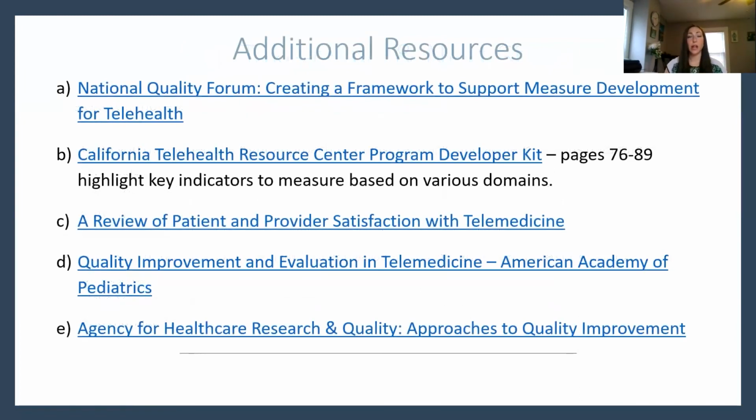On the slide here, I've included some additional resources, including references from earlier in the slide deck. I truly like the California Telehealth Resource Center Program Developer Kit. It has a number of pages that highlight key indicators to measure based on various service lines or domains. I've also linked a few examples of patient and provider surveys, how to create a framework to measure telehealth, and of course, quality improvement and evaluation in telemedicine.